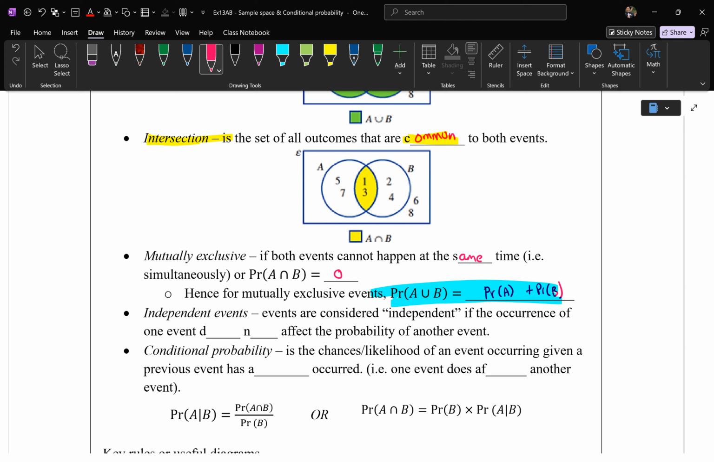Independent events. Events are considered independent, which, interestingly enough, in the exams, students think, or they confuse it with mutually exclusive, because we think living independently means you're separate from others. It's not the same. Independent events is something else. It is if the occurrence of one event does not affect the probability of another event. That's what we mean by independent events.